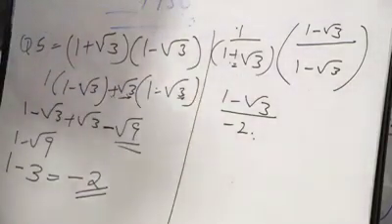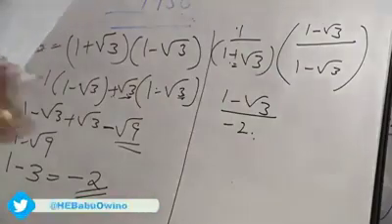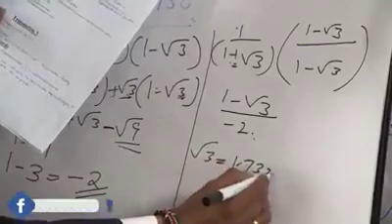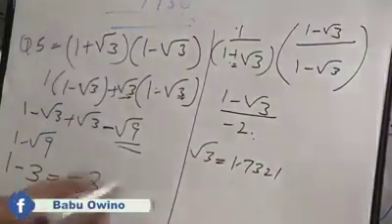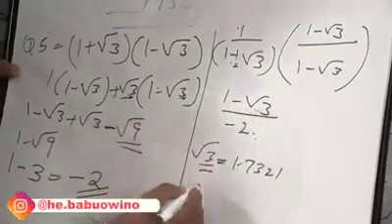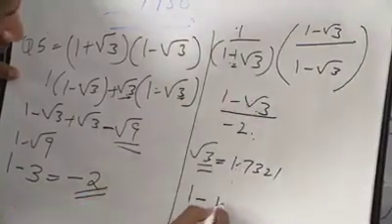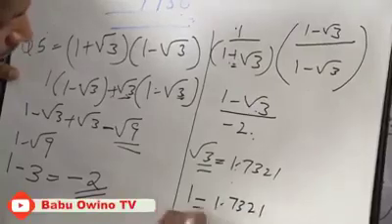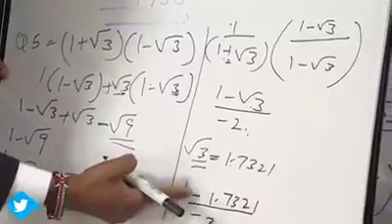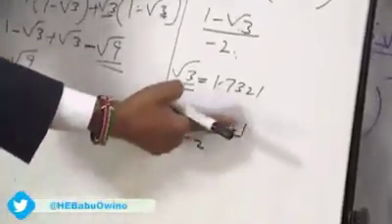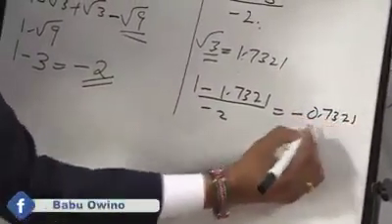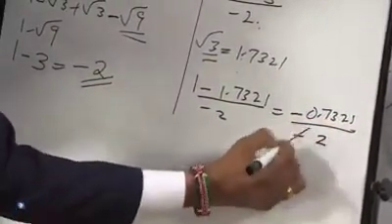Hence evaluate to 3 significant figures. We've also been given that root 3 equals 1.7321. So where there is root 3, you replace it with 1.7321. So we have 1 minus 1.7321, divided by minus 2. Solve the numerator alone. 1 minus 1.7321, you get minus 0.7321. Divide by minus 2. The negatives cancel.